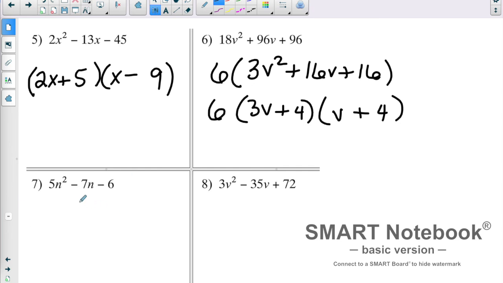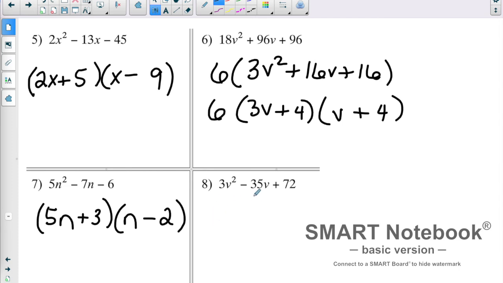In number 7, there's no GCF at all. So we just have 5n times n. Then to get a 6, you could do 3 and 2. I would need 2 here and the 3 there to give me negative and positive.